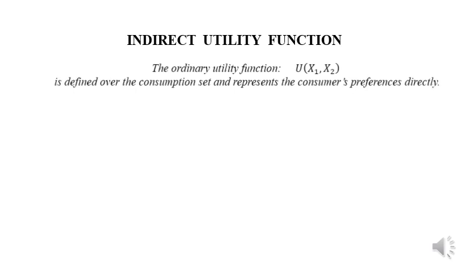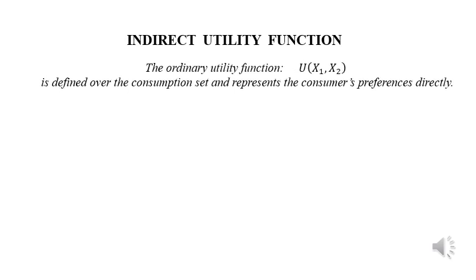So in our scenario, utility is a function of x1 and x2. We have assumed that x1 is the first commodity and x2 is the second commodity. So the ordinary utility function is a function of commodities. It's defined over the consumption set and represents the consumer preferences directly. Okay, now let's talk about the indirect utility function.